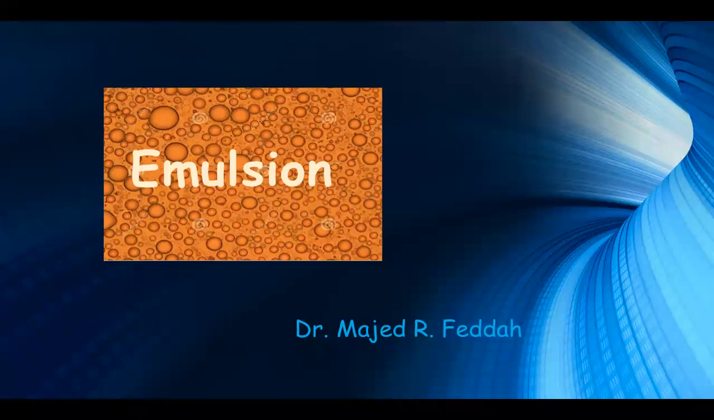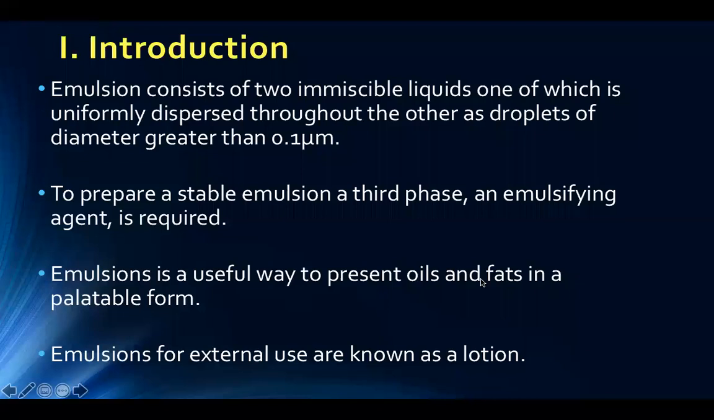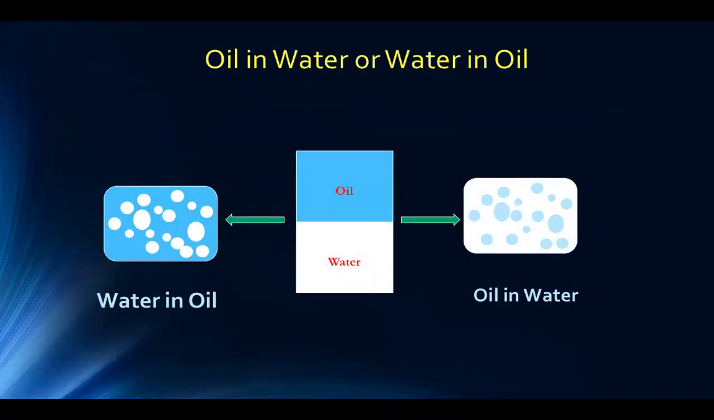We started talking about emulsion, and we said that we should know the definition of emulsion. To prepare a stable emulsion we need to use an emulsifying agent. Then we said that when you mix two phases, oil and water, we have two options: it can come out as oil in water or water in oil, and this depends on two things mainly. First, the emulsifying agent used, and the phase volume ratio.